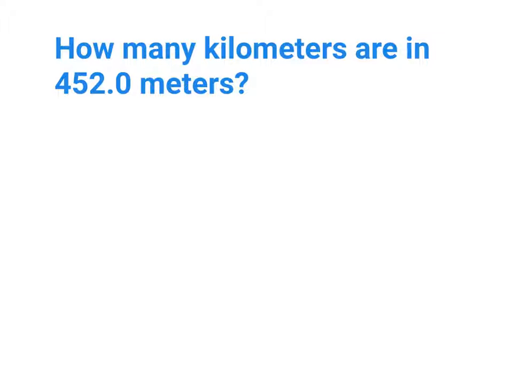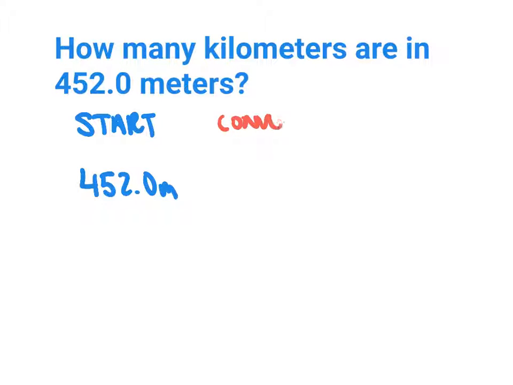So with dimensional analysis, you often get a problem like this one, which says something like, how many kilometers are in 452.0 meters? And the way we work dimensional analysis, we actually do what we call our starting values. This is where we're going to start. And we're given this value in the problem. For example, this one is 452.0 meters. The second phase is actually our conversion factor. So we're going to multiply our starting value, which is 452.0 meters, by a conversion factor.